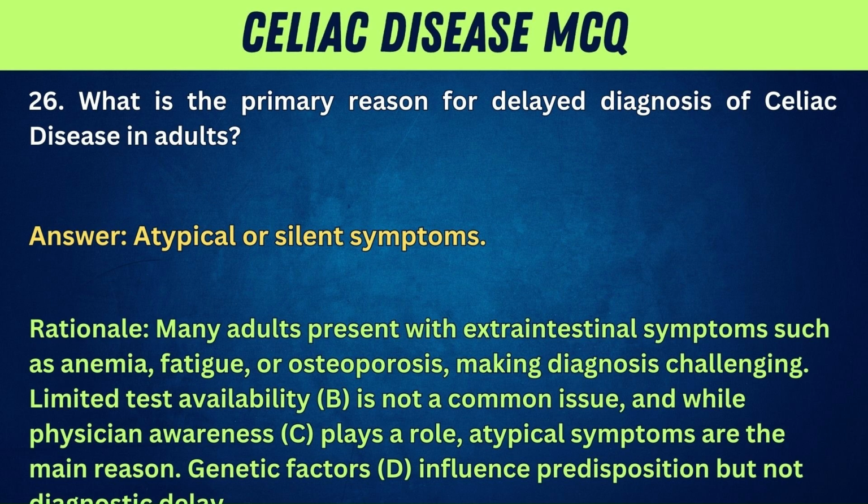Rationale: many adults present with extraintestinal symptoms such as anemia, fatigue, or osteoporosis, making diagnosis challenging. Limited test availability, B, is not a common issue, and while physician awareness, C, plays a role, atypical symptoms are the main reason. Genetic factors, D, influence predisposition but not diagnostic delay.